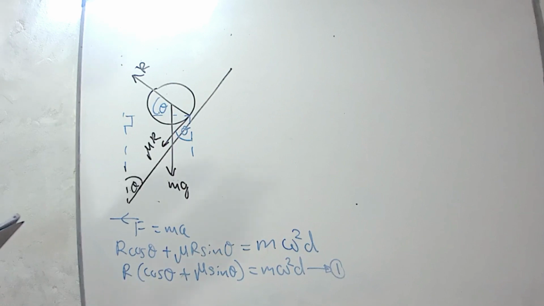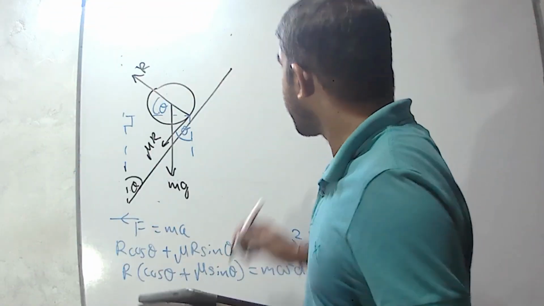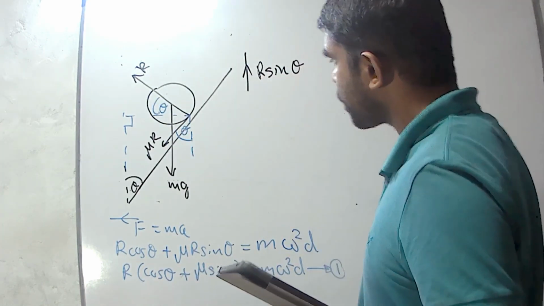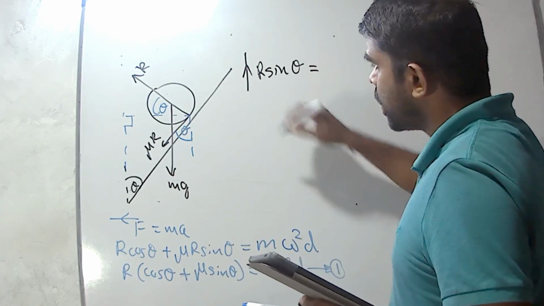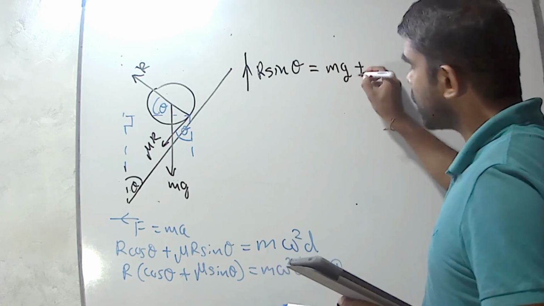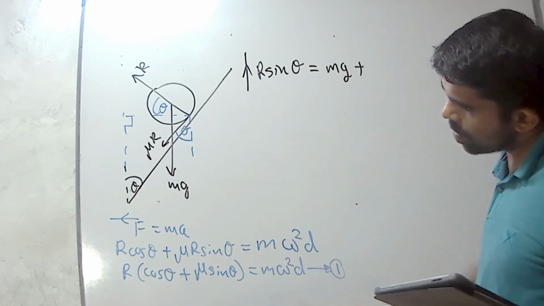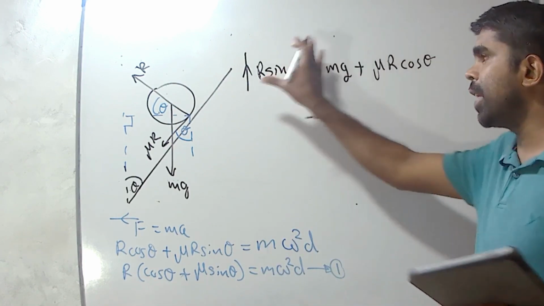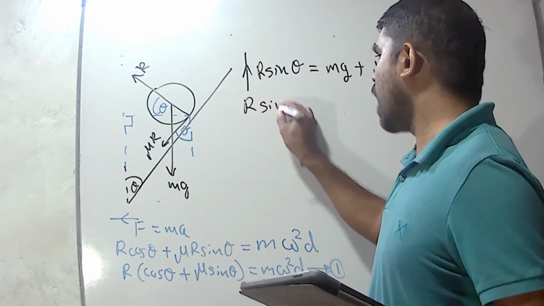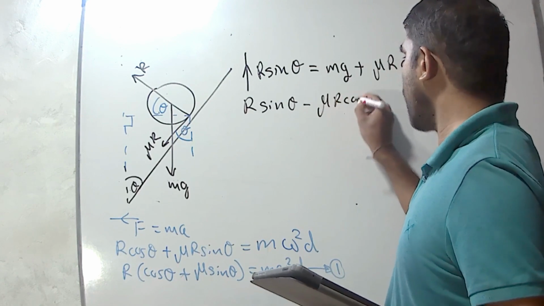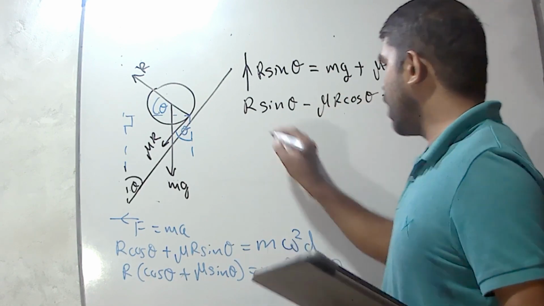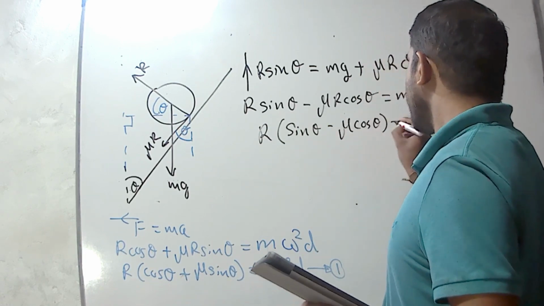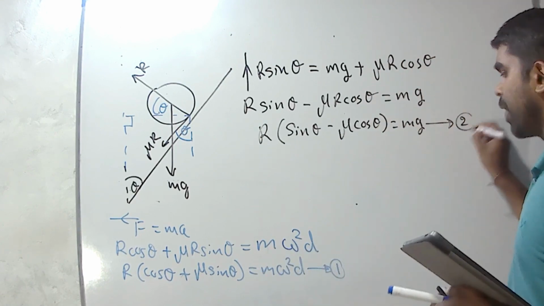Then we can write the vertical equilibrium. The upward force on the object, R sin theta, should be equal to the downward forces, mg plus mu R cos theta. Again I will take the R term to the left hand side: R sin theta minus mu R cos theta equals mg. Then I will take R as a common factor: R (sin theta minus mu cos theta) equals mg. It is the second equation.